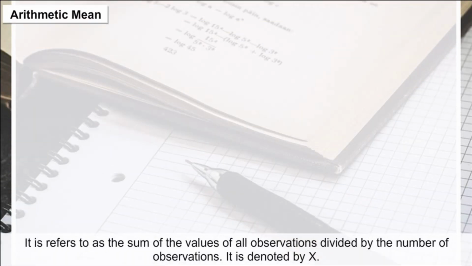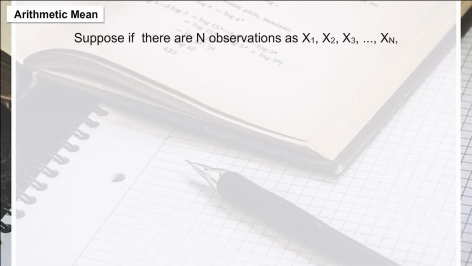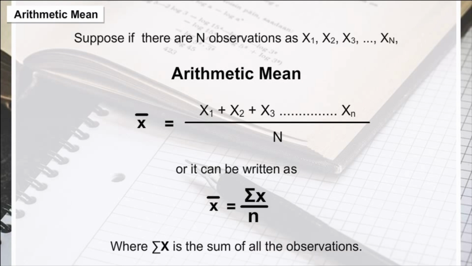Arithmetic mean. It refers to the sum of the values of all observations divided by the number of observations. It is denoted by x bar. Suppose there are n observations x1, x2, x3 and so on till xn, then the arithmetic mean is given by x bar is equal to x1 plus x2 plus x3 plus and so on till xn upon n. Or it can be written as x bar is equal to summation x upon n, where summation x is the sum of all the observations.